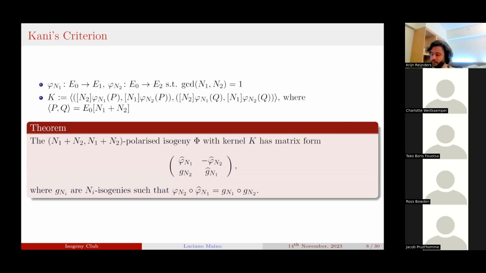So now let me be a little bit more specific. I'm going to go a little bit on the mathsy side of the talk. The tool that we need, the theorem that we are going to use to invert our trapdoor function, is Kani's criterion.